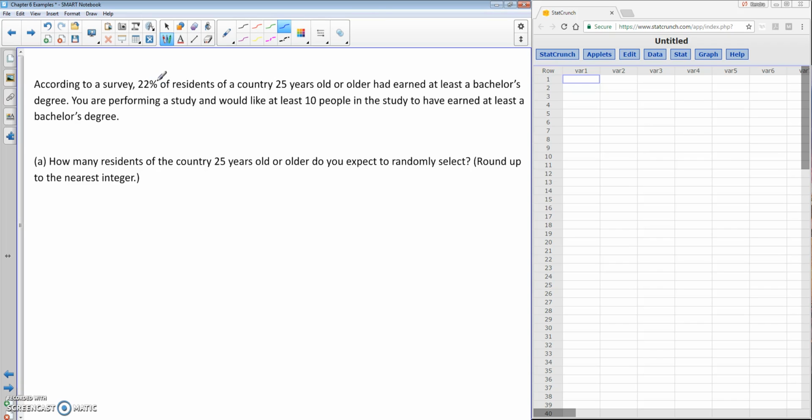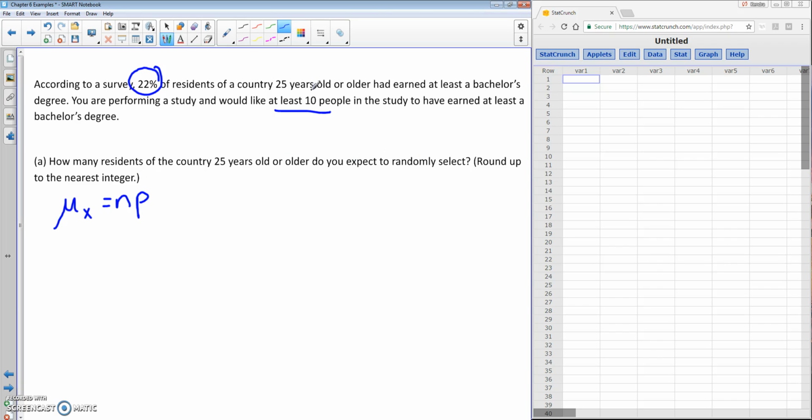So what do we have here? We know we have 22%, and we would like at least 10. And we would like to know how many we would need to randomly select. So what do we know with a percent and a number in it? We have the mean formula. So we use x equals n times p.